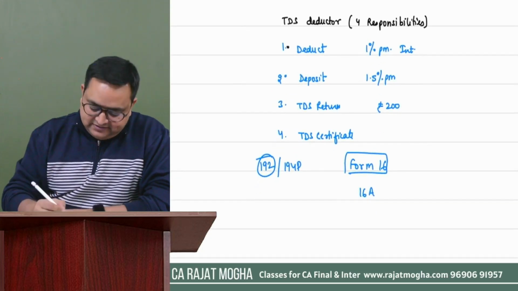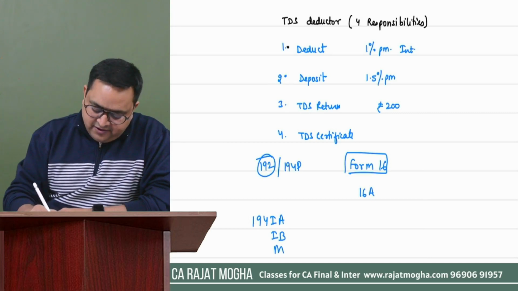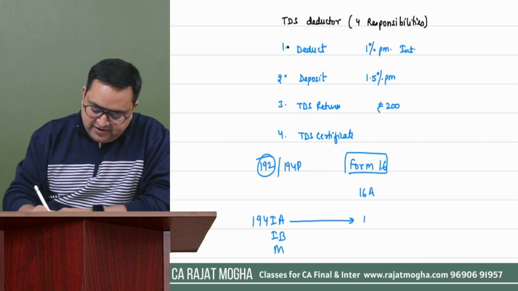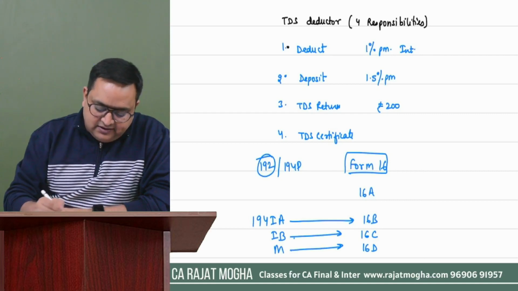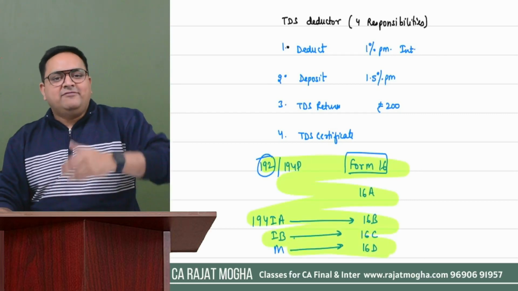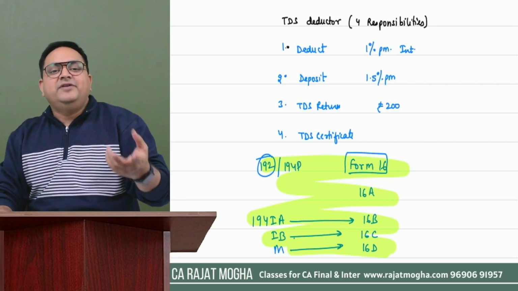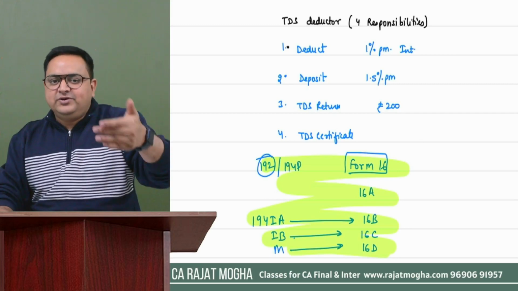But for special sections, 194IA, 194IB and 194M, we have separate forms: for 194IA, we have Form 16B, for 194IB it is 16C, and for 194M it is 16D. These are TDS certificates. Why do we need a TDS certificate? Because if we have deducted the TDS of any person, then that person needs evidence. That is the reason we have to issue a TDS certificate.